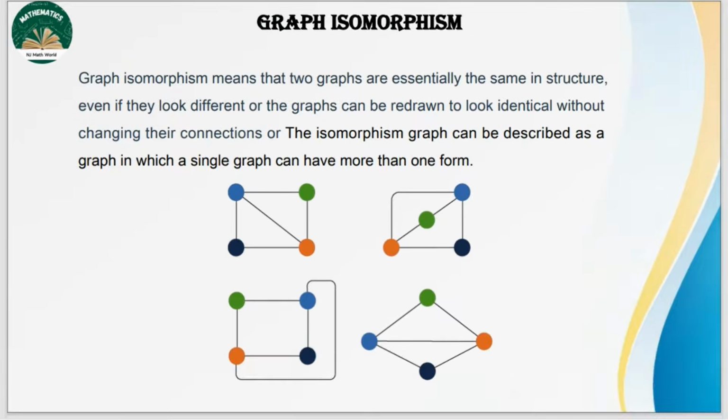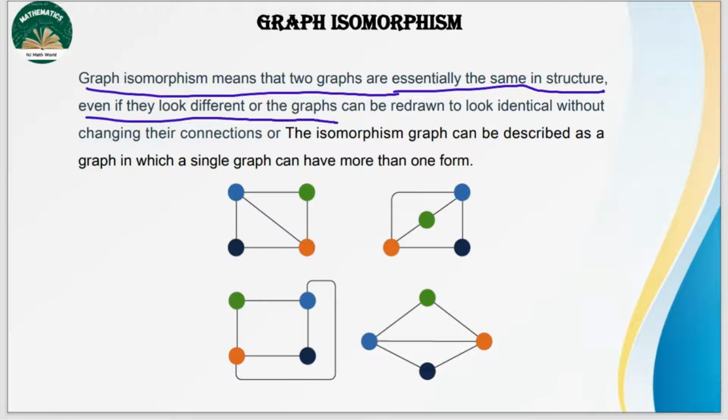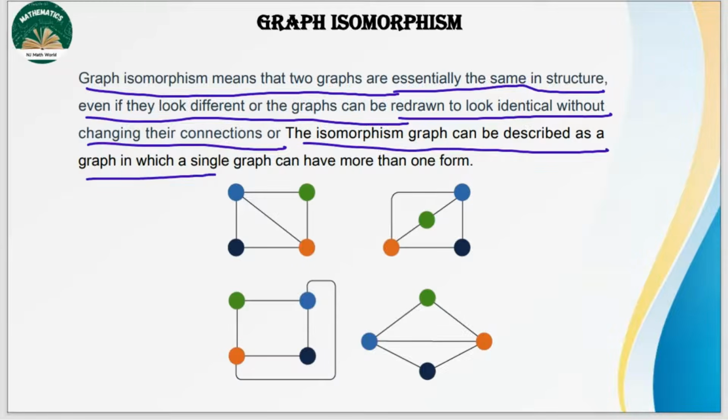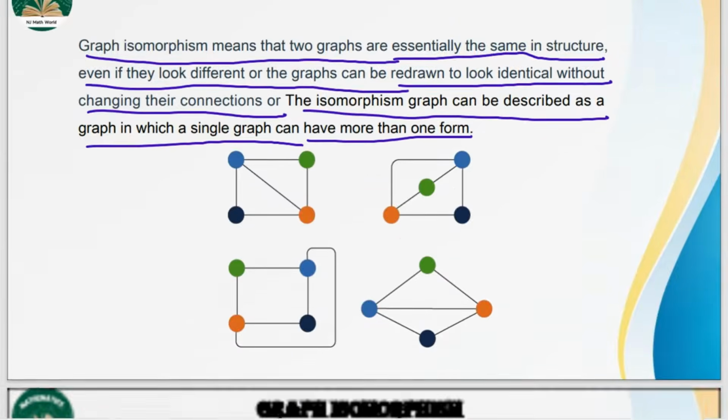Then the next one is this important topic, graph isomorphism. What is meant by graph isomorphism? Graph isomorphism means two graphs are essentially the same in structure, even if they look different, or the graph can be redrawn to look identical without changing their connections. An isomorphic graph can be defined as a graph in which a single graph can have more than one form. So these are two different forms of an isomorphic graph.